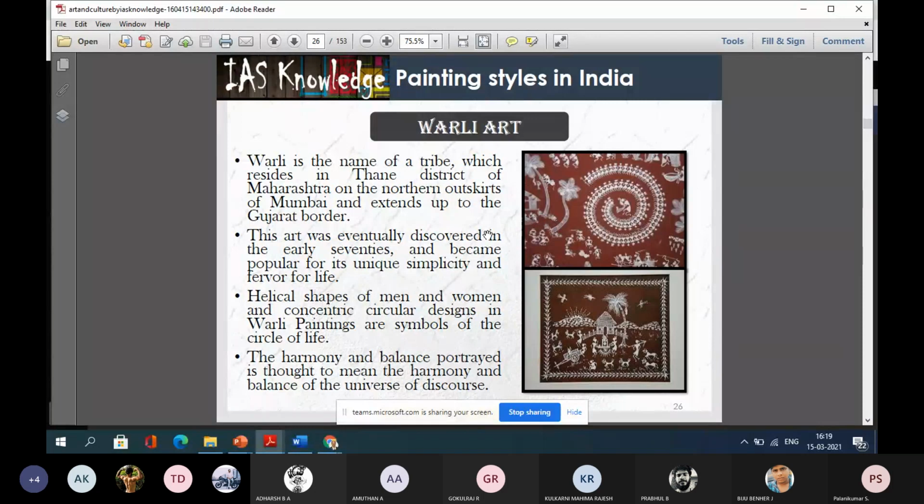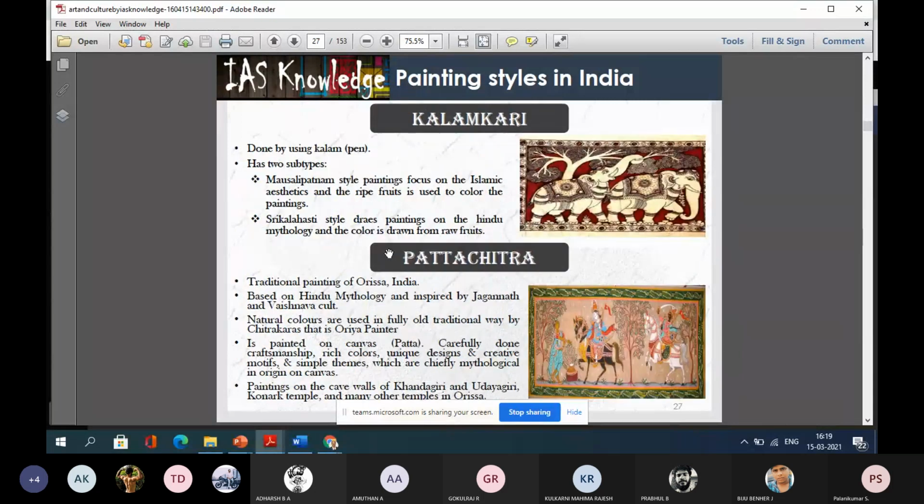This type of art is known throughout Maharashtra, but is not that popular among other parts, though it still has a distinguished advantage of using very few colors only. These Warli paintings are symbols of the circle of life, especially.